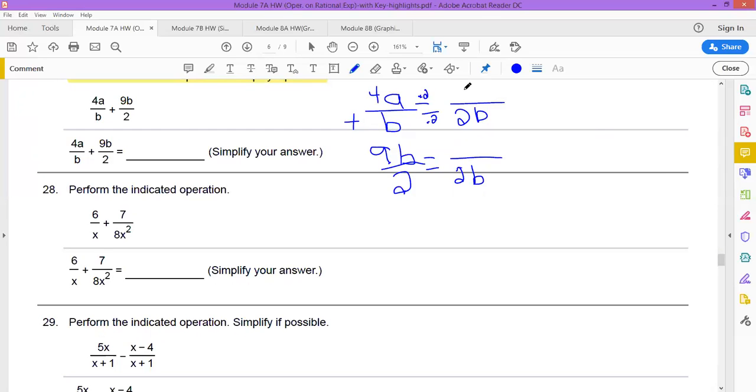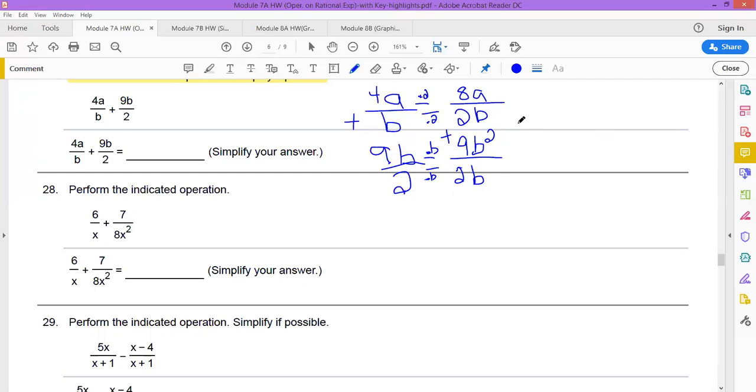4a times 2 gives us 8a. In the denominator, what do I multiply 2 by in order to get 2b? You had to multiply by b. Therefore, you have to multiply the numerator by b. So 9b times b gives us 9b to the second power. Remember, you were adding these two together.